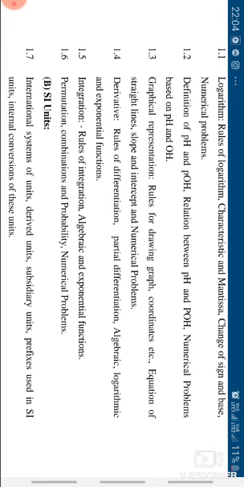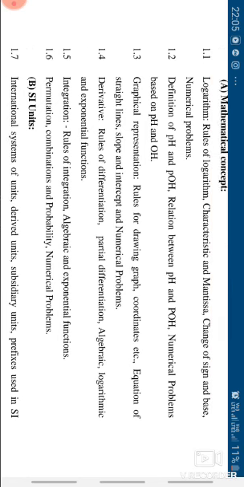Then the next is derivative. Now see, in this mathematical concept, differentiation and derivative are very important mathematical concepts, because these are frequently used in thermodynamics and kinetics. In the case of derivative, we will see the rules for differentiation, then partial differentiation, then algebraic, logarithmic and exponential functions. The next is integration.